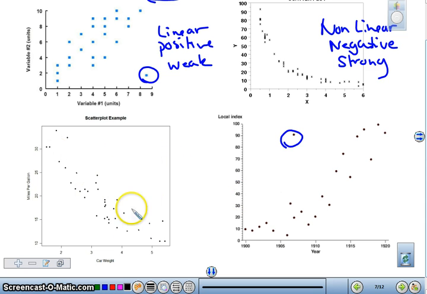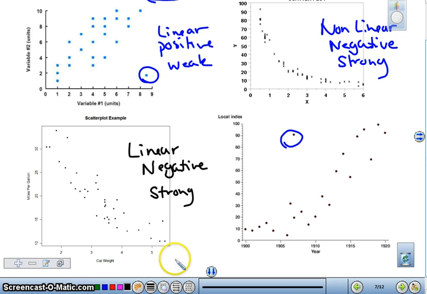What about our last two on this page? If we are looking at this one, we would probably say it's linear. It is negative correlation. And we would say it's probably pretty strong in that we could draw what's called a line of best fit for this one.